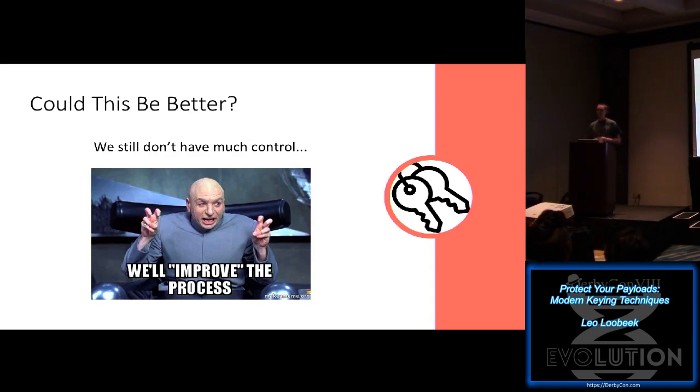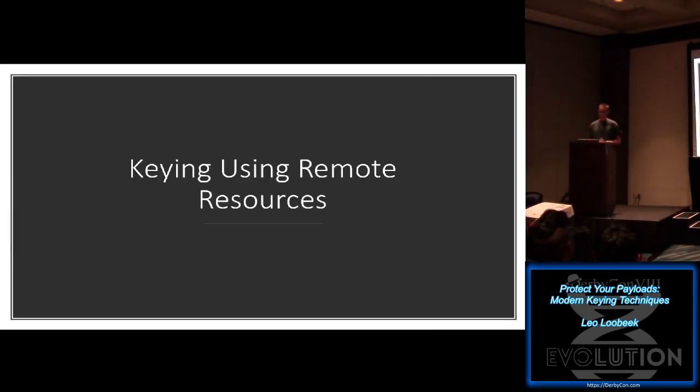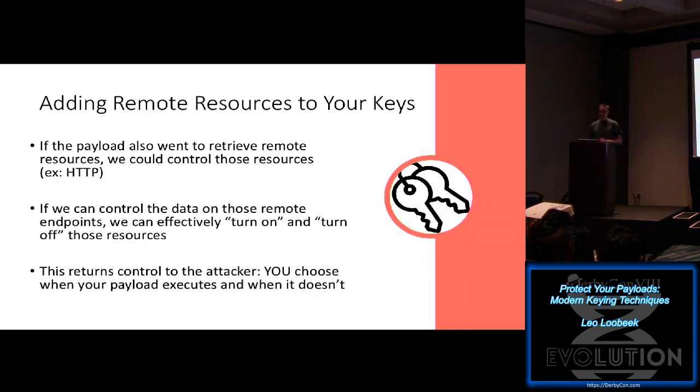But could this be better? Obviously we were talking about how the blue team could potentially decrypt the payloads. We also don't have a whole lot of control on when it is decrypting and when not. It would be nice if we could have a little bit of control. So can we improve this at all?